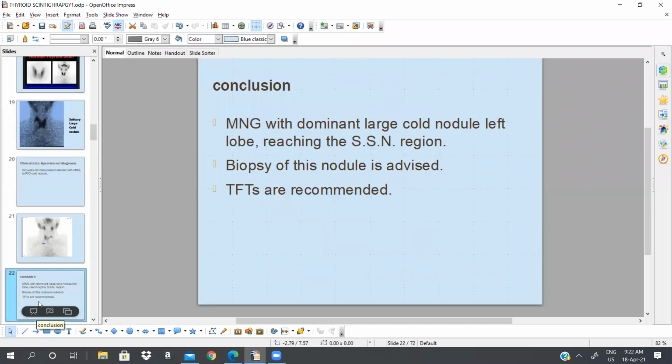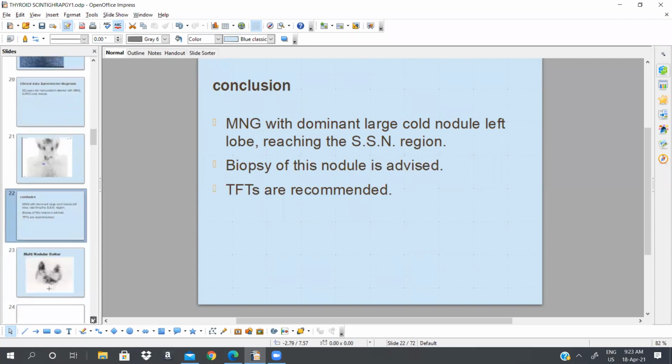So this is a multinodular goiter, as it was referred to by ultrasound, but there is a large cold nodule in the left lobe reaching the SSM. So biopsy is a must. Why? To exclude malignancy. And of course, a thyroid function test to document the functional status of the thyroid gland, whether it is above or below the normal limits.